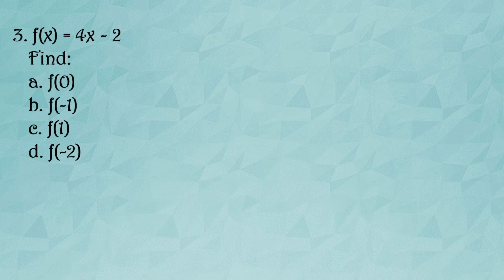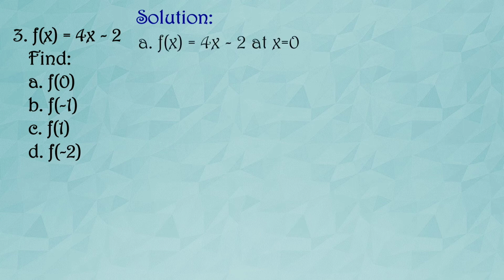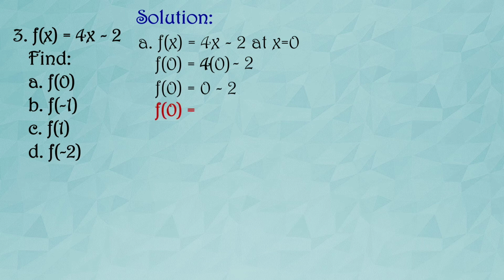Okay, number 3, f of x equals 4x minus 2. Let's find the value of the function at 0, at negative 1, at 1, and at negative 2. Solution. f of x equals 4x minus 2 at x equals 0. We replace x with 0. So, 4 times 0 is equal to 0. So, it becomes 0 minus 2, which is equal to negative 2. The value of the function at x equals 0 is negative 2.